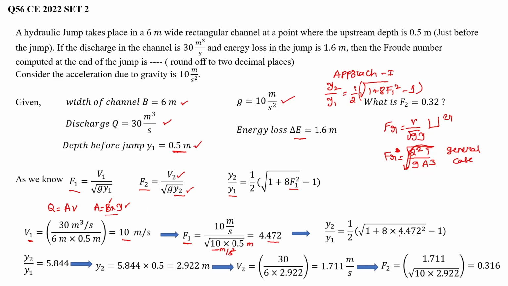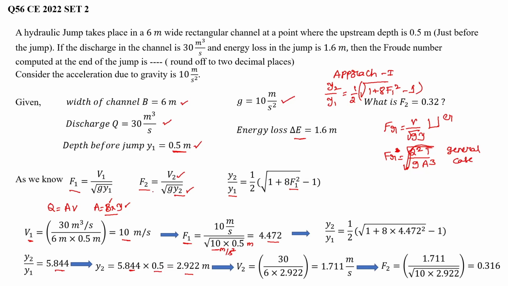Now let's use this value and substitute it in this equation. So y2 divided by y1 equals 1 by 2 times the square root of 1 plus 8 into 4.472 whole square, minus 1, which gives us a value of 5.844. Now we know the y1, and from this relation we can directly calculate y2 equals 5.844 into 0.5, which gives a value of 2.992 meters.